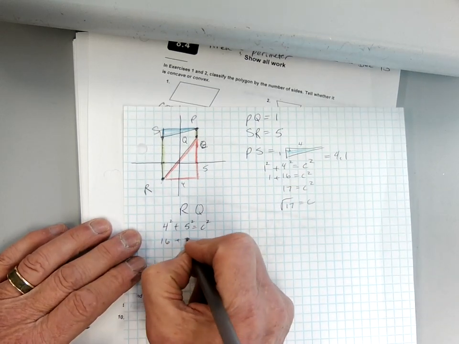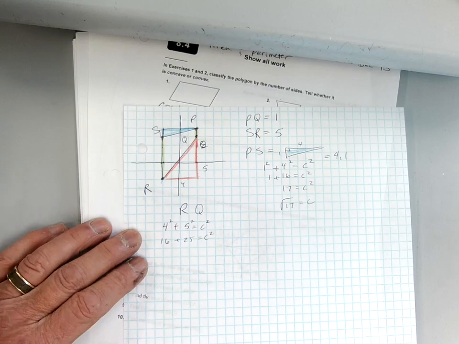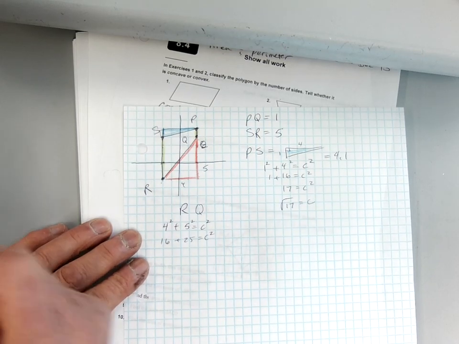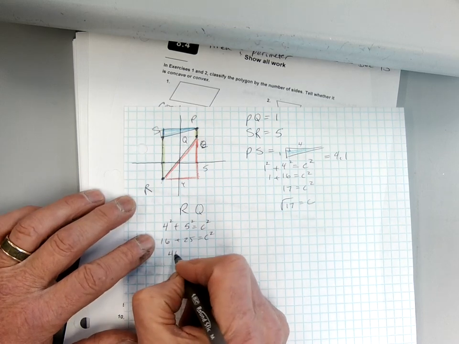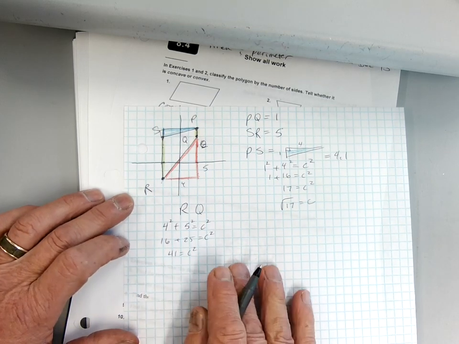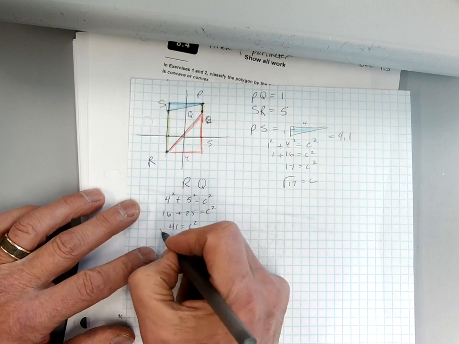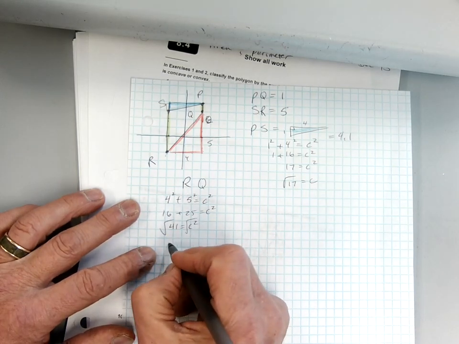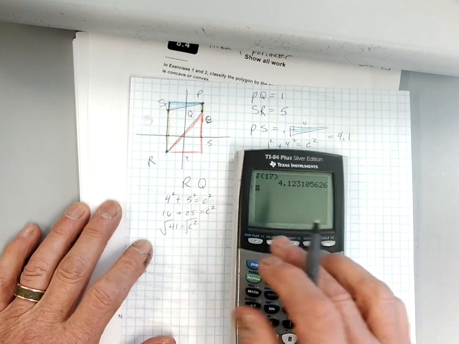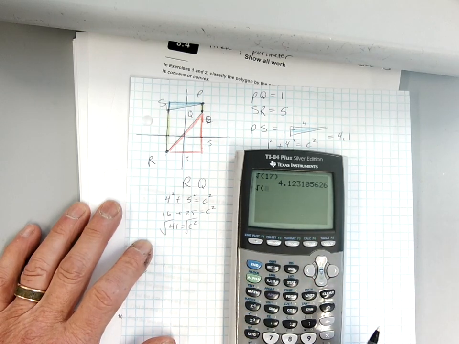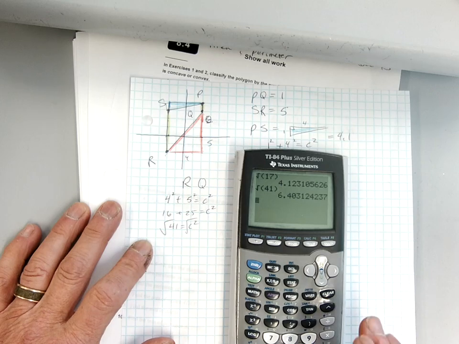16 plus 25 equals C squared. 16 plus 25 is 41. I need to take the square root of that. What the square root of 41 is, I'm not sure, but that's where I use my calculator. Square root of 41, I get about 6.4.